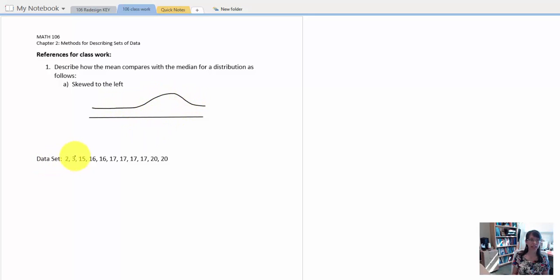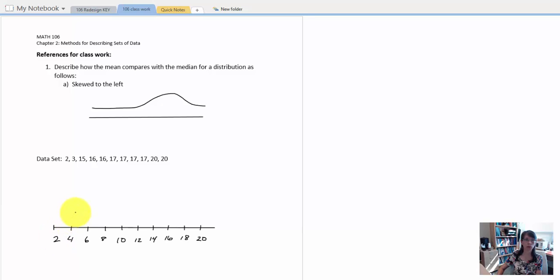Now we'll look at this given data set and make a dot plot. Draw a smooth curve over it and see if it looks like it's skewed to the left. Looking at the data set, our smallest value is 2 and our largest value is 20, so I'll count by 2's, and now I'll plot a dot for each data value. Now that all the dots are plotted, I will try to draw a smooth curve. And we can see that our smooth curve over the observations resembles the shape of skewed to the left.